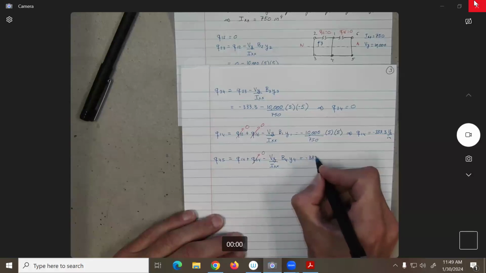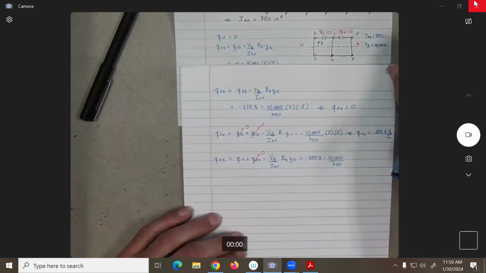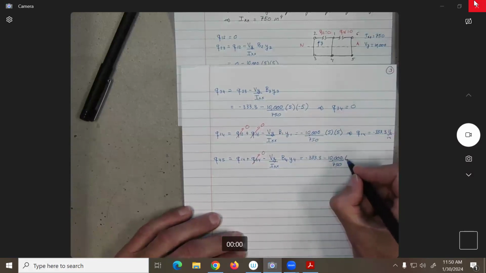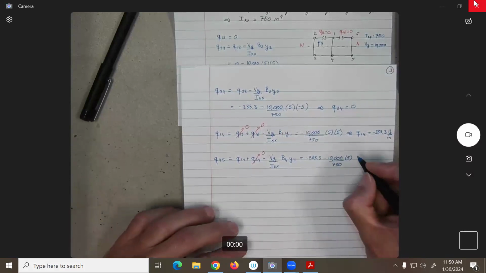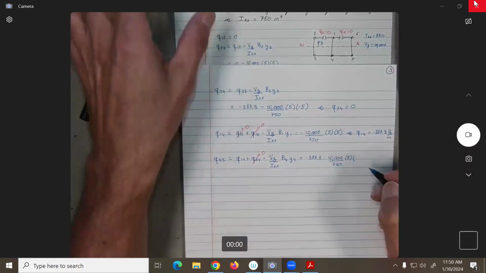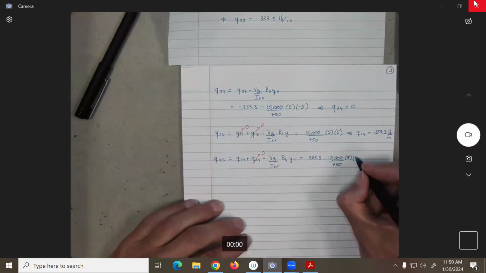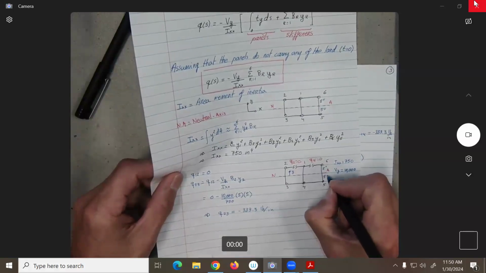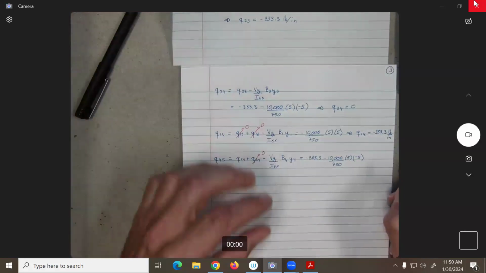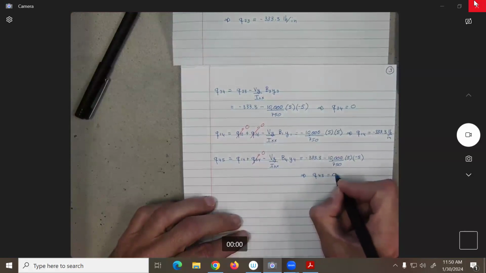Minus 333.3 minus 10,000 divided by 750 times what? What is B4? 5. What is Y4? 5. Okay, so then this will give you what? Here. Q45 equal to 0.